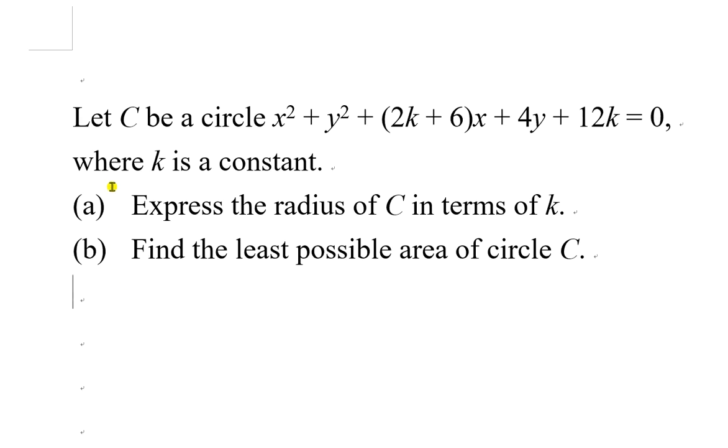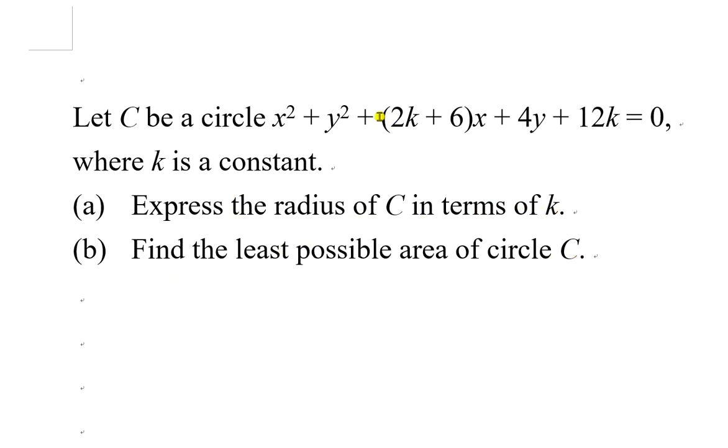Okay, in this question, let C be a circle: x squared plus y squared plus (2k + 6) bracket x plus 4y plus 12k equals 0. K is a constant. Part A, express the radius of C in terms of k. Part B, find the least possible area of the circle.